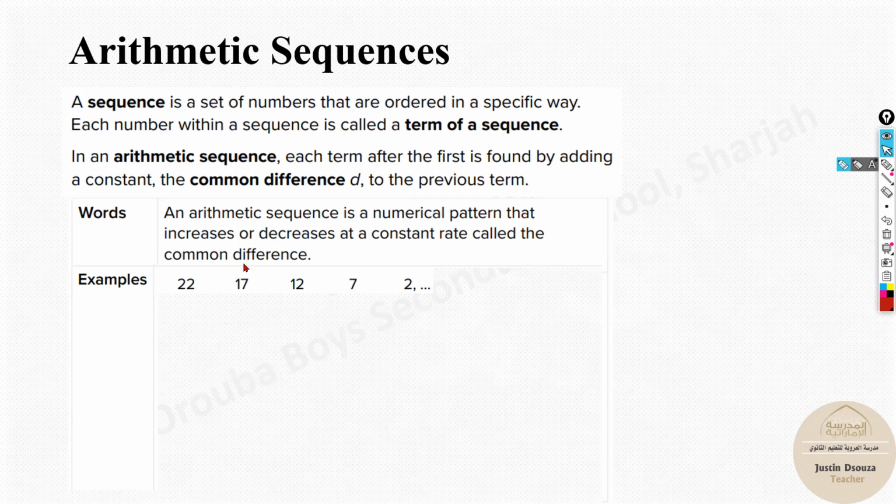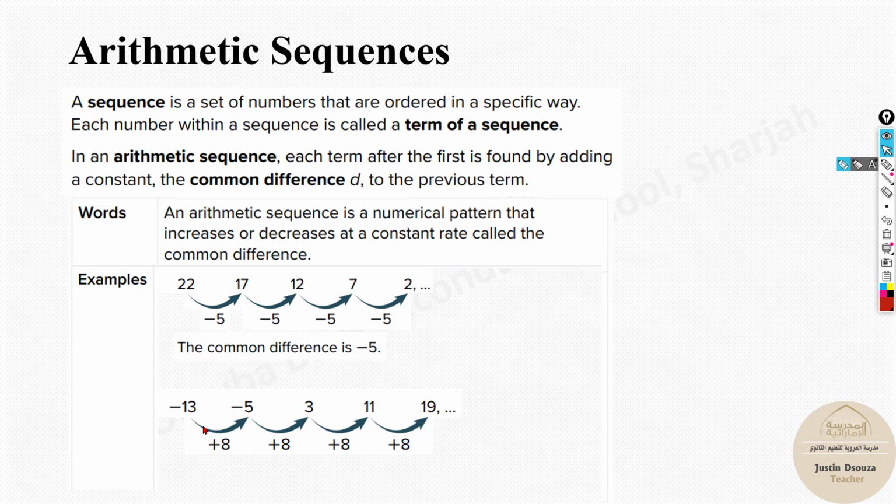You subtract, it's 2, 7, 2, 7. That means it's 5, half of 10, right? So it's 5. It's -5. You're subtracting by 5 over here throughout. Same way, over here you can see it's been added by 8 throughout. Now, this number which is being added is called the common difference, which is very, very important.